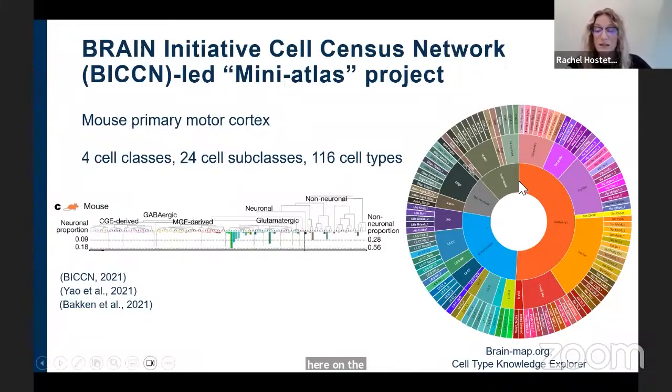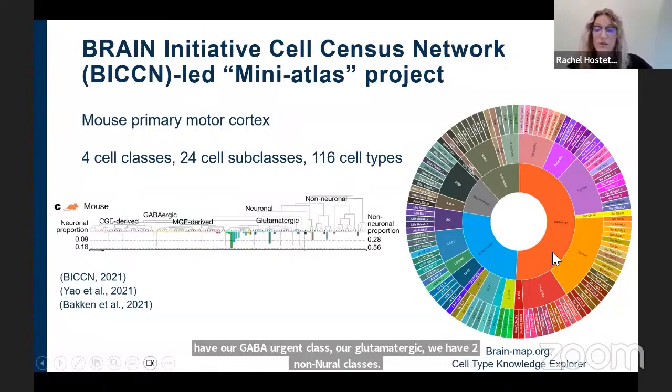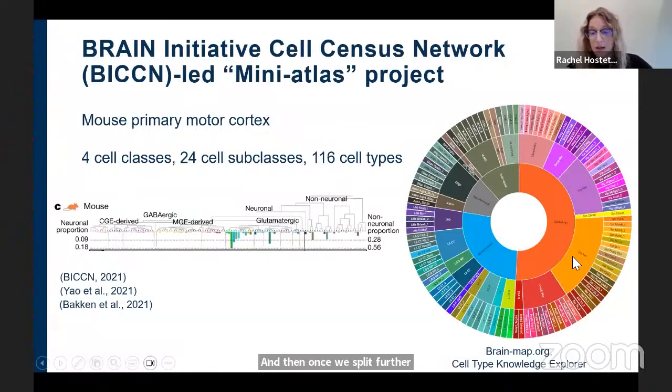And what we can see here is that on our inner ring, we have our 4 main classes. We have our GABAergic class, our glutamatergic. We have 2 non-neuronal classes. And then once we split further down, we are divided into our subclasses. So our GABAergic, we have somatostatin, we have parvalbumin, and then further down, we have more splits as well, looking at our individual subtypes. So these are just 2 ways to visualize taxonomies.